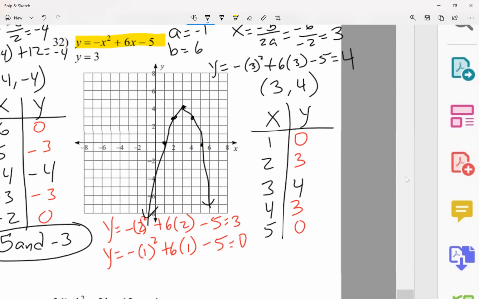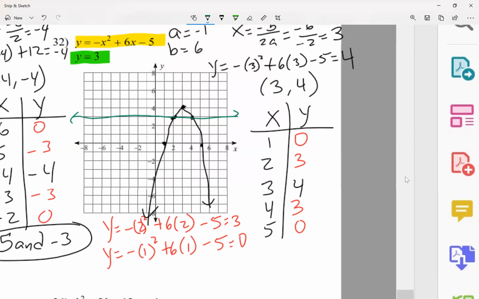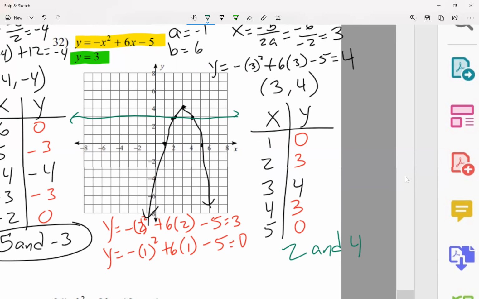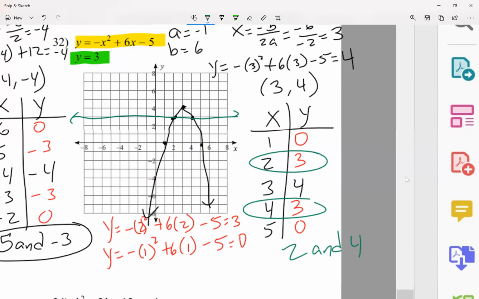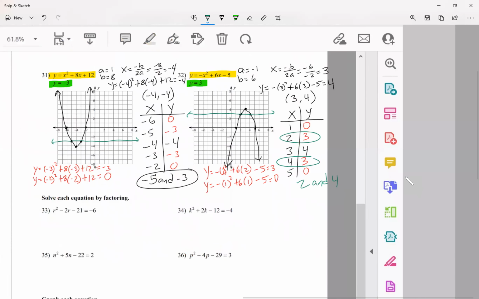And the other line is y is equal to 3. So I see where it crosses. I'm asking for the x values of those points, so they're going to be 2 and 4. Now I'm going to point something out. Those are the values where I get 3 for y. I just want to know the x values, so 2 and 4. Okay, there you go.